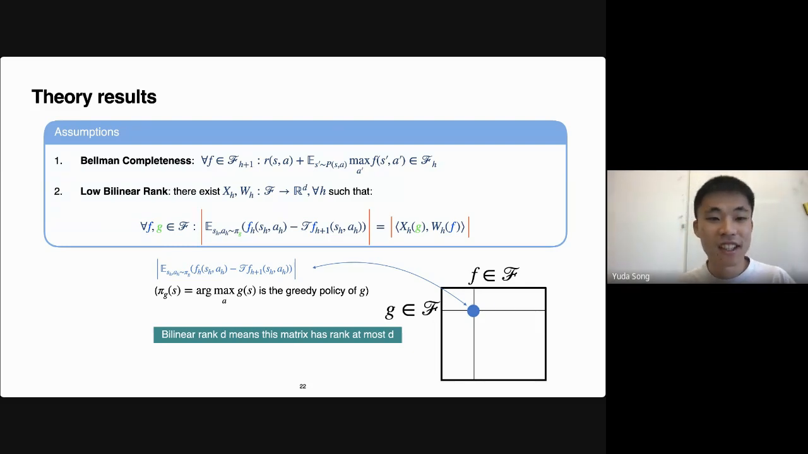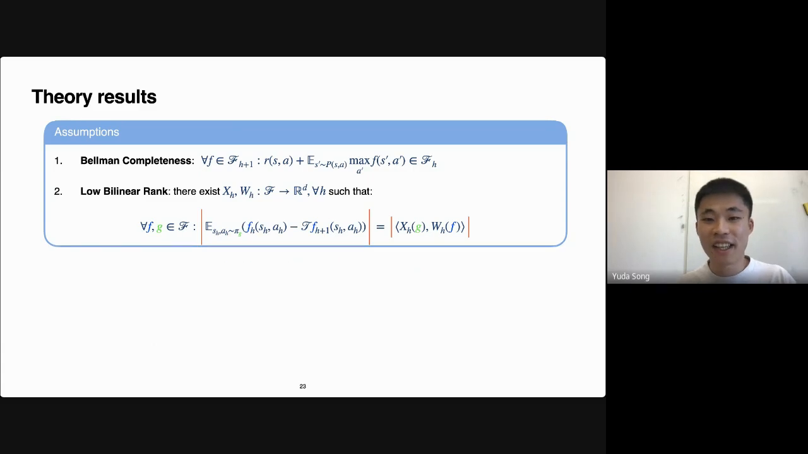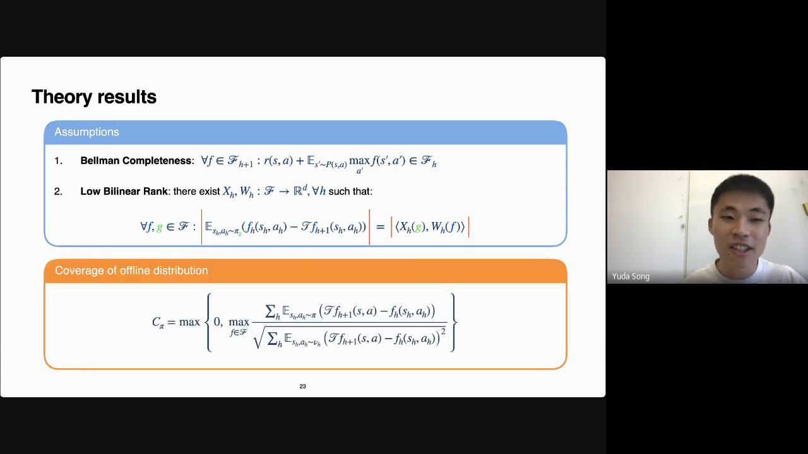Yeah, that's the assumptions we make. And now I'm going to introduce, as I promised, what I mean by coverage. We use this coverage for this work. It looks very intimidating, but I promise you it's not. Let me quickly explain it.